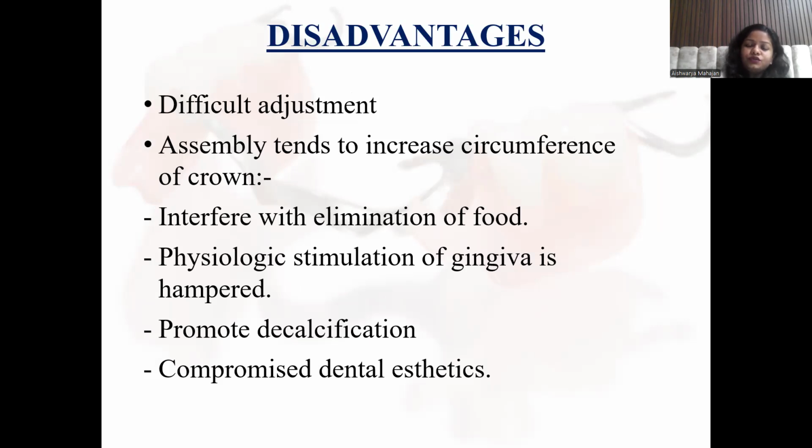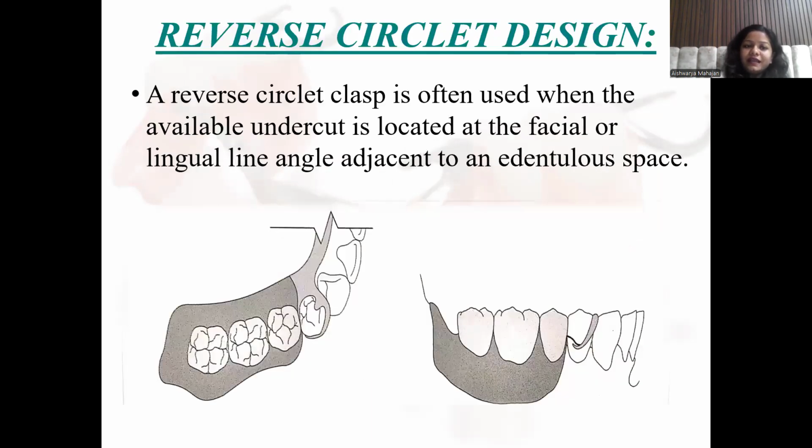The assembly tends to increase the circumference of the crown, interferes with the elimination of food, physiologic stimulation of gingiva is hampered, promotes decalcification and compromises dental aesthetics. Now, the second type of clasp is the reverse circlet design.